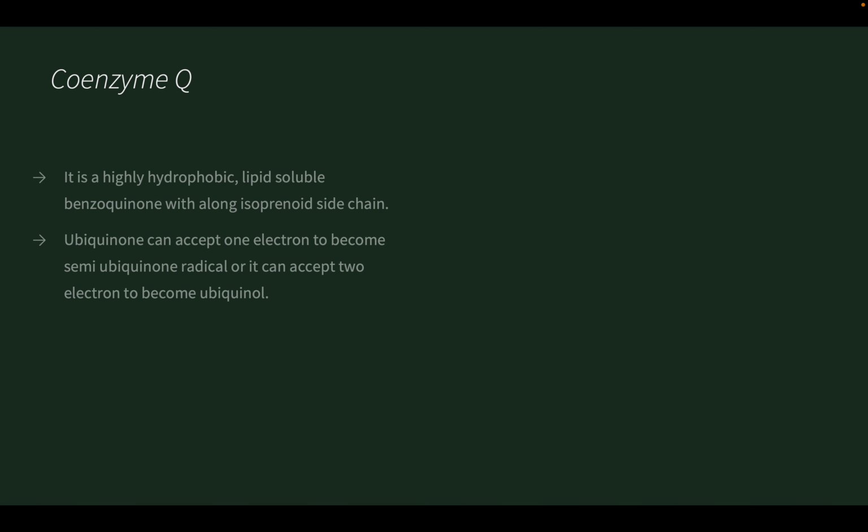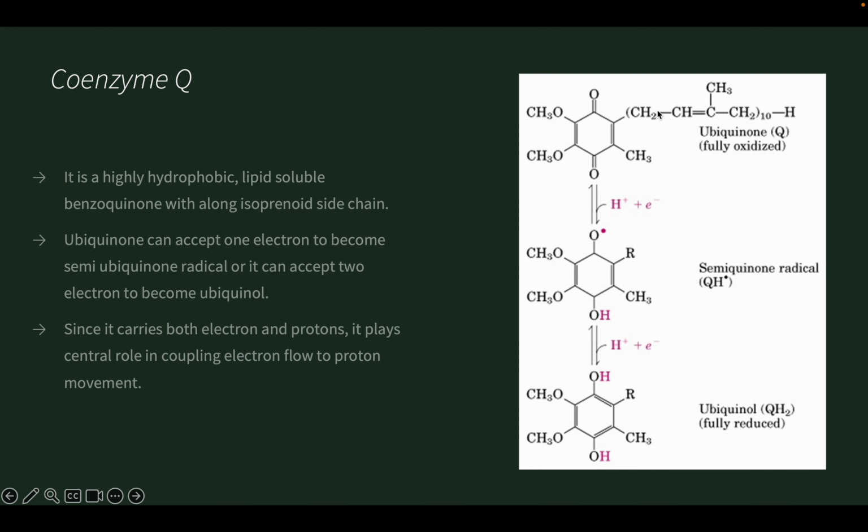So what is coenzyme Q? It is a highly hydrophobic, lipid soluble benzoquinone, and it accepts electrons. Here you can see the ubiquinone, which is fully oxidized. It can accept one electron and form the semiquinone radical, and then it can accept another electron as well to form the ubiquinol. So this is called coenzyme Q.